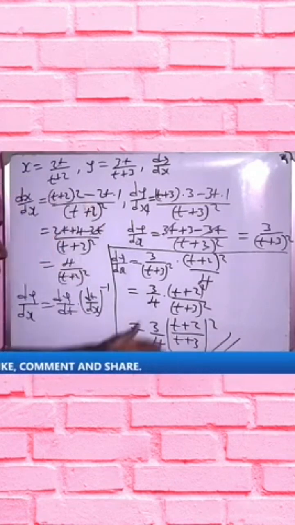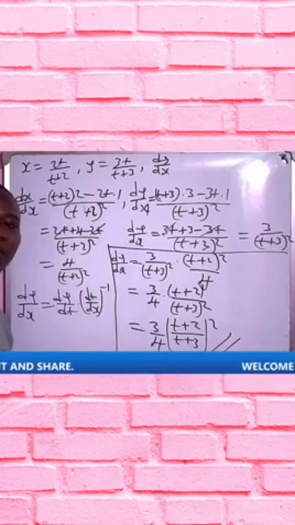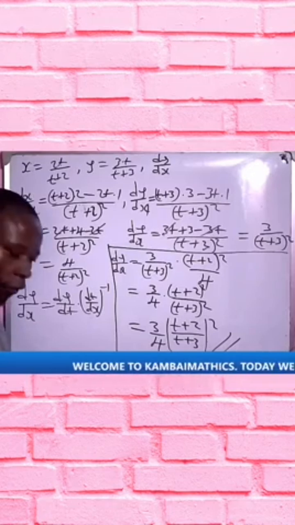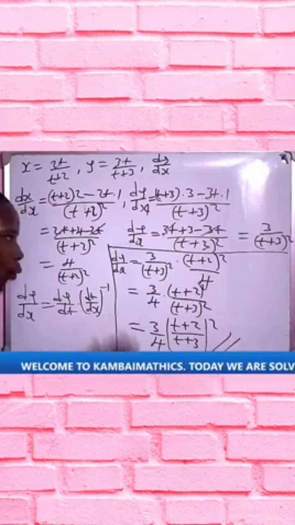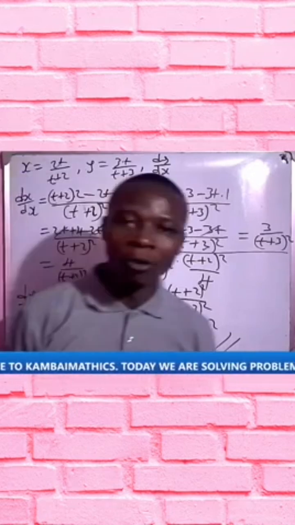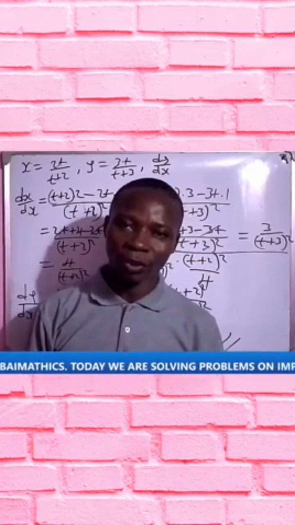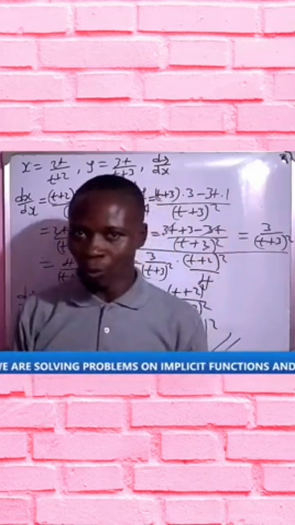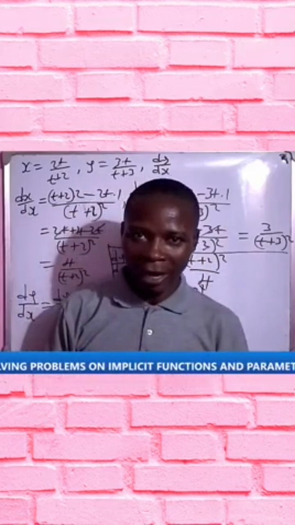This is how we will leave this one and we cannot go further, except if we are given the value of t, we can then substitute to find it in the form of a value. But for this one, we stop here. At this time, we come to the end of parametric equation and implicit function. Next, we'll be solving problems that have to do with application of calculus. Stay tuned.